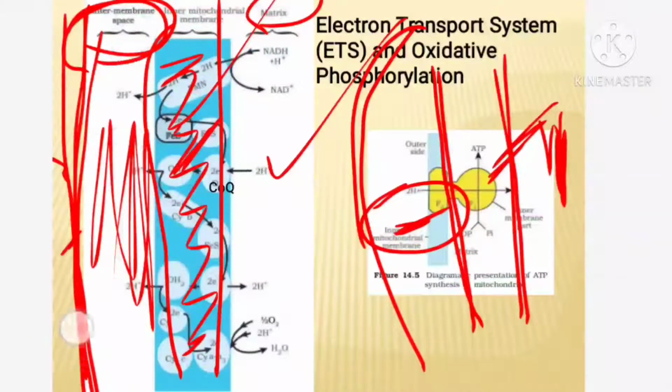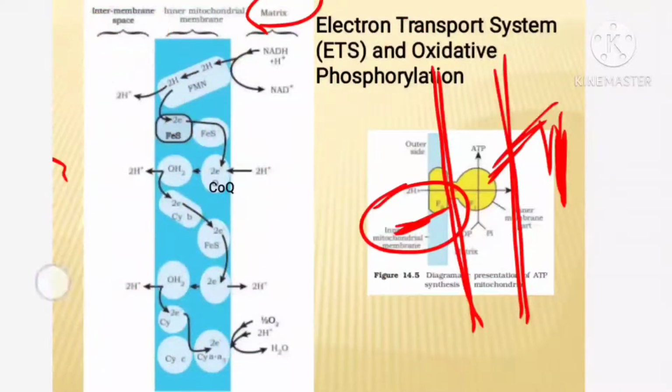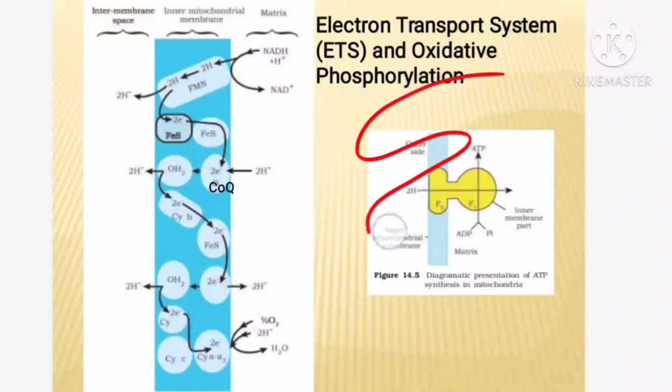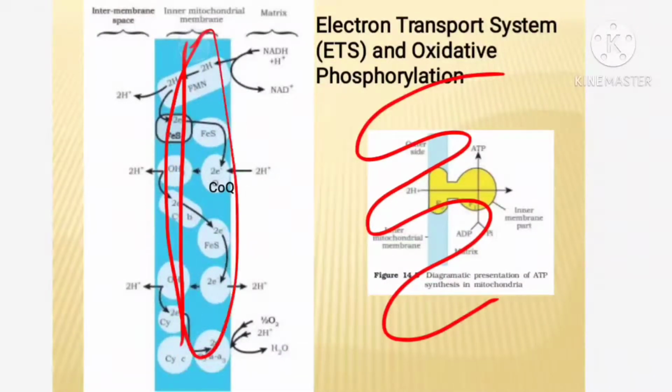The intermembrane space. Hope this is clear. I should not see anyone having doubt. I will repeat again. When you are drawing a mitochondria, the inner membrane will be like this. This is the inner membrane. The whole blue is what? The inner membrane. This is the outer membrane.